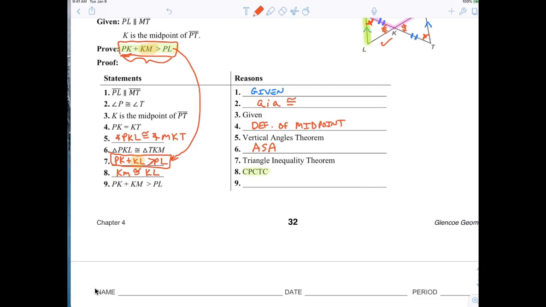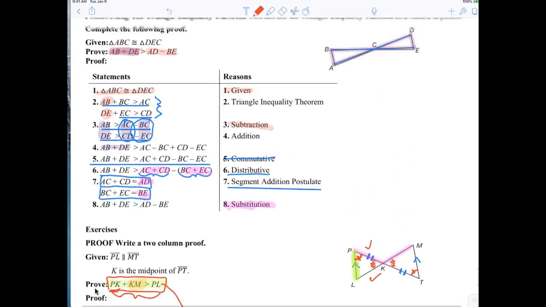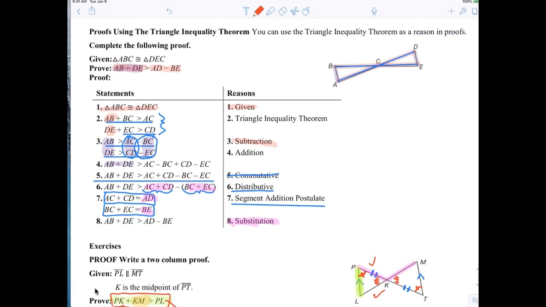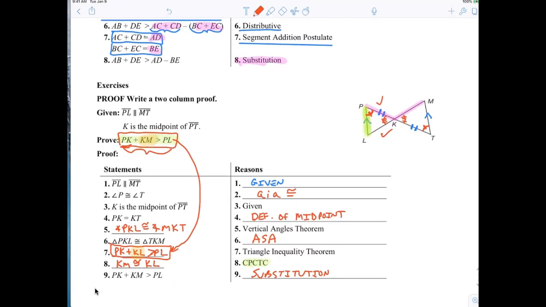So now, why is PK plus KM greater than PL? Substitution. Now listen, I always tell everybody, that's nothing I can do for you. I personally feel as if you should go home and look over those two proofs. It's not about you doing it on your own. I'm helping you. I know the first one especially is very tricky. The second one I feel like it's okay.